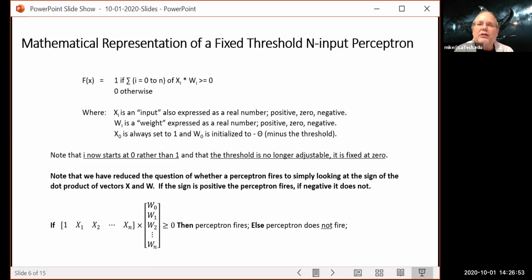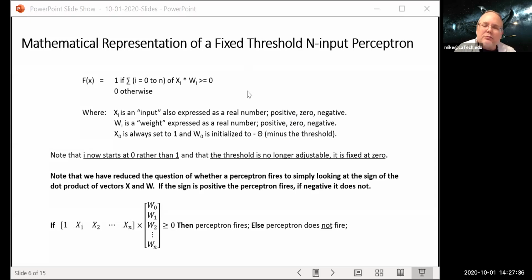Okay. Let me see. Are there any questions? Yes, Dr. O'Neill, I'm a little bit confused. So the threshold is no longer adjustable in this case. It's set at 0. And so when i is equal to 0, that weight is equal to negative threshold. What is that? How does it exactly work?